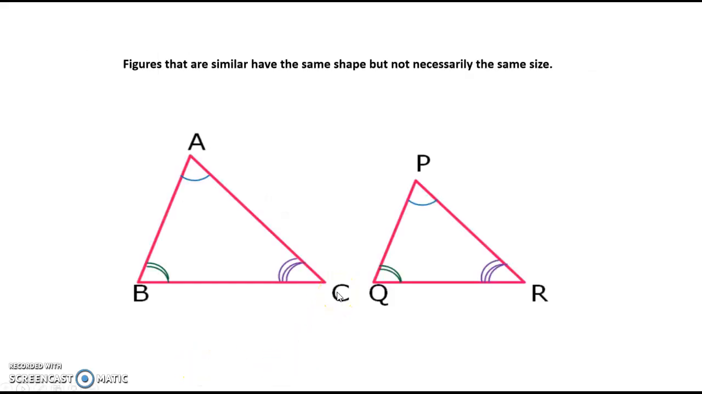Before we start on proportionality, let's review what it means when figures are similar to each other. We know that when two figures are congruent, that means that they are the same size and the same shape. However, when figures are similar, that means that they have the same shape but not necessarily the same size. And we can see that because triangle ABC looks very similar to PQR, but triangle PQR is just smaller than triangle ABC.